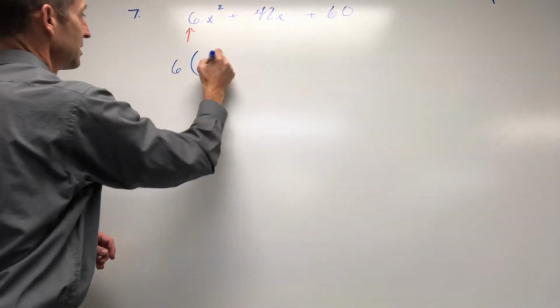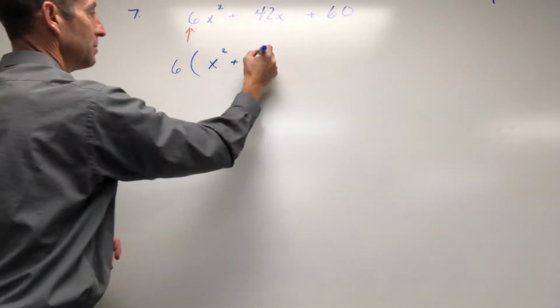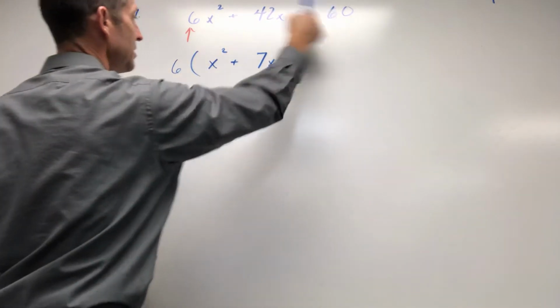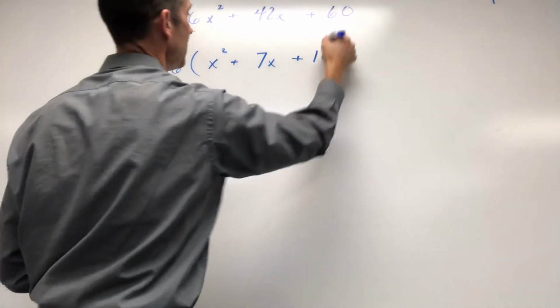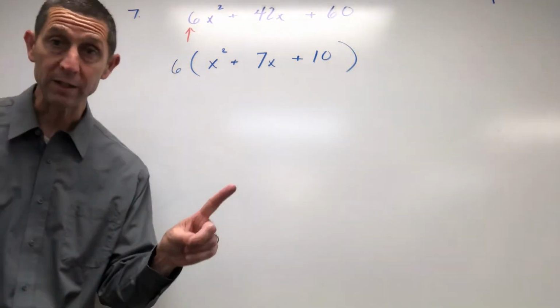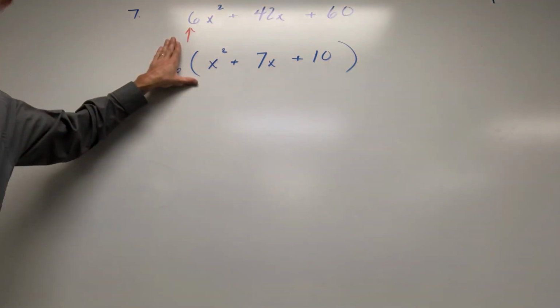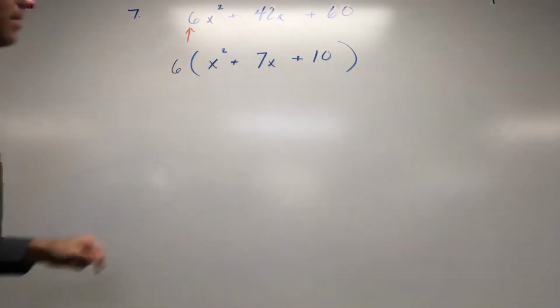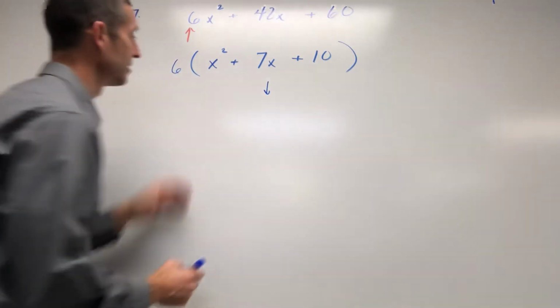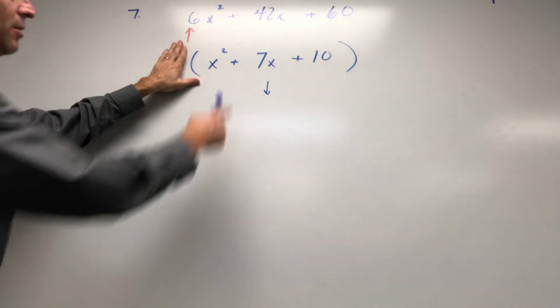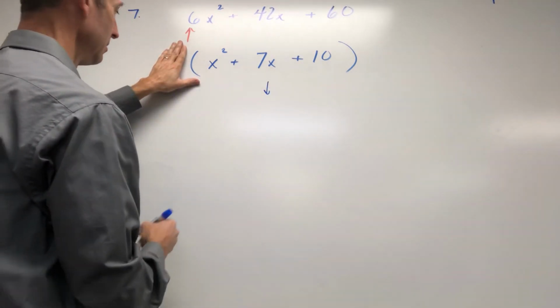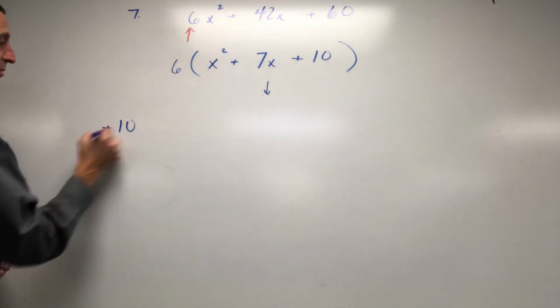6 divided by 6, x squared. 42 divided by 6, 7x. 60 divided by 6, that's 10. So we factor it one time by taking the 6 out. The 6, he's out. Now let's factor inside here, just act like he's not there, and you have this trinomial with 10. You're like, oh, okay, positive 10. I can do that.